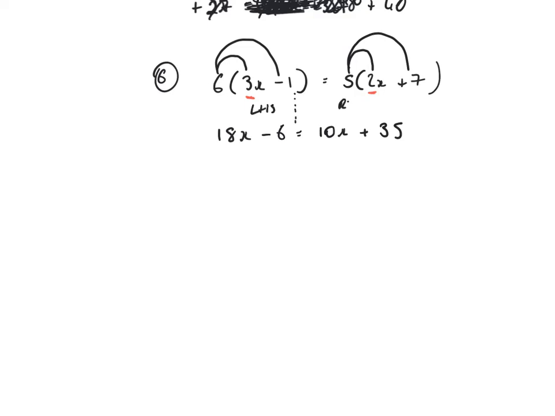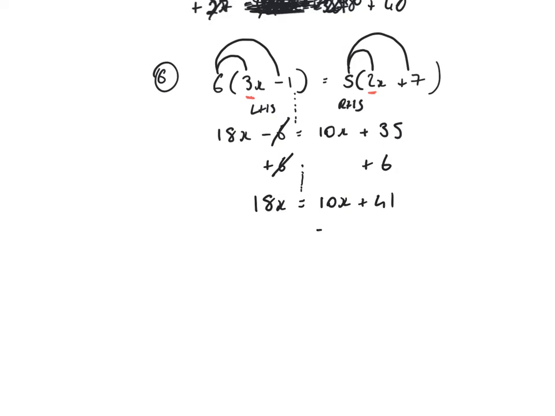Letters to the left, numbers to the right, equal sign is in the middle. Okay, so 18x is okay, but minus 6 is not, so I need to pay that back and add on 6 to both sides. Just be really careful. Say what you see on the left hand side, I'm left with only 18x. On the right hand side I've still got 10x, and then I've got 35 plus 6, 41.